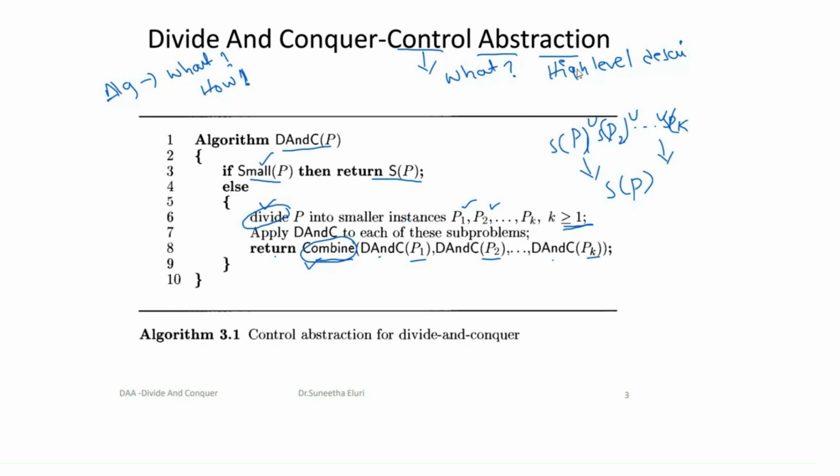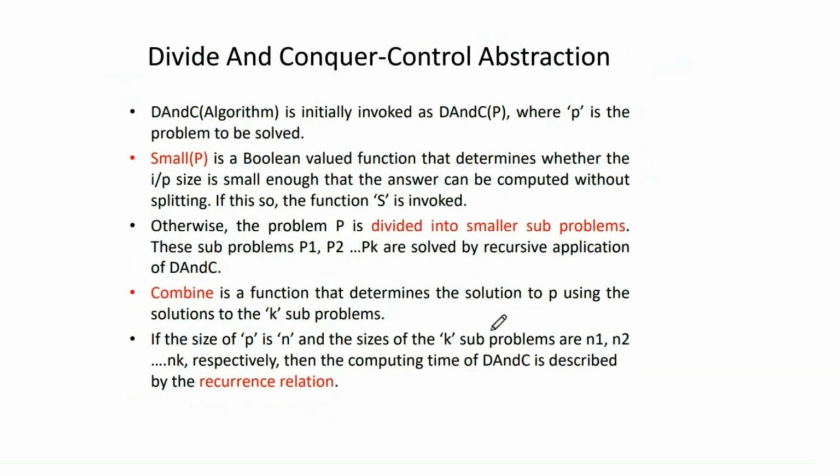So let us learn which type will be giving, like which problem I need to consider the combined solutions or individual subproblem solution. So this is what divide and conquer control abstraction.